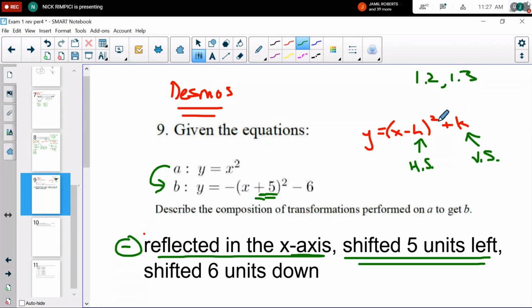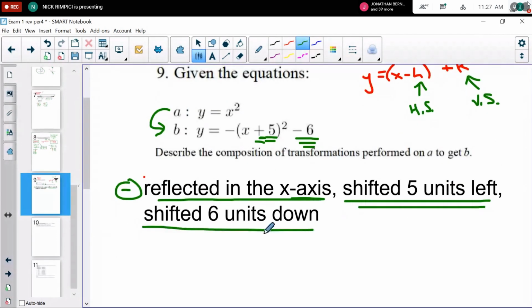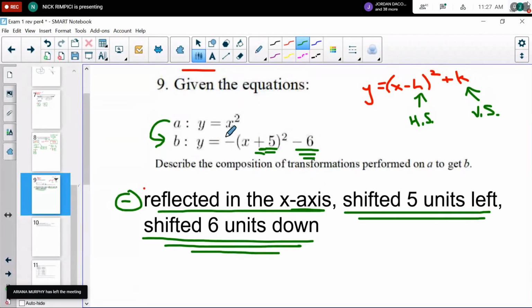When you add to the entire function, it moves it up by k units. When you subtract k, it moves it down by k units. So we subtracted 6. That's going to push the graph down 6 units. So once again, the negative caused the reflection. Adding 5, which is in the h position, will move it left or right. In this case, left 5 units because you're adding. And adding to the whole function pushes it up, subtracting pushes it down. We subtracted, we pushed it down.